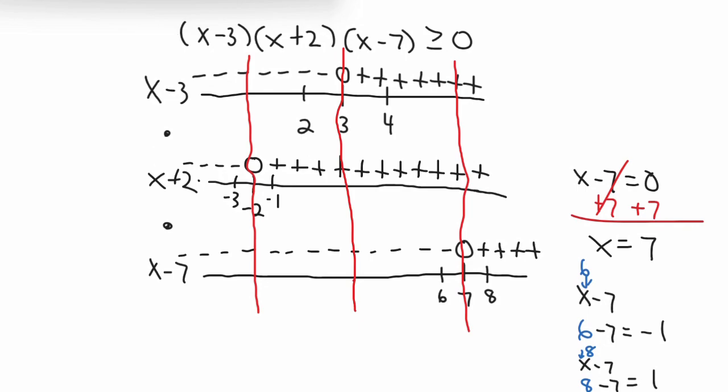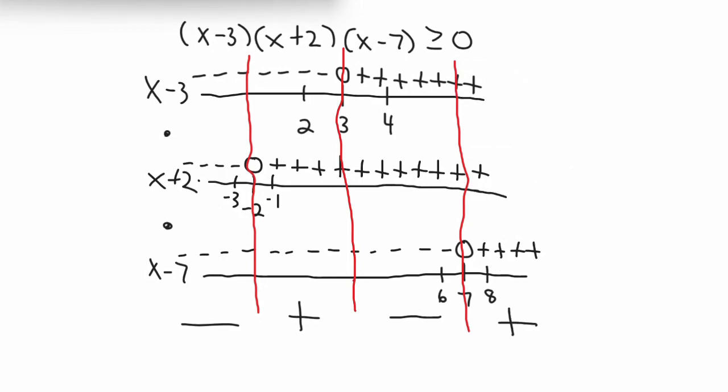So we got a negative times a negative times a negative is a negative. A negative times a positive times a negative is a positive. And here we got a positive times a positive, that's just a positive. You multiply a positive times a negative, that is a negative. And then over here in this section, we've got positive times a positive times a positive is a positive.